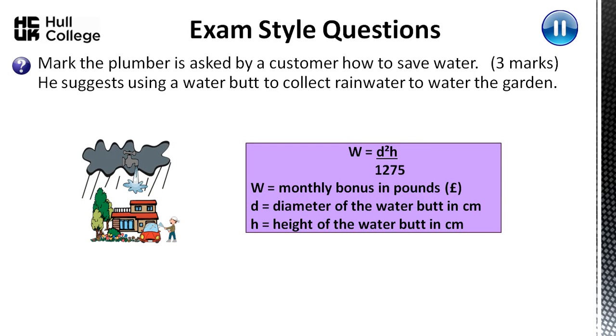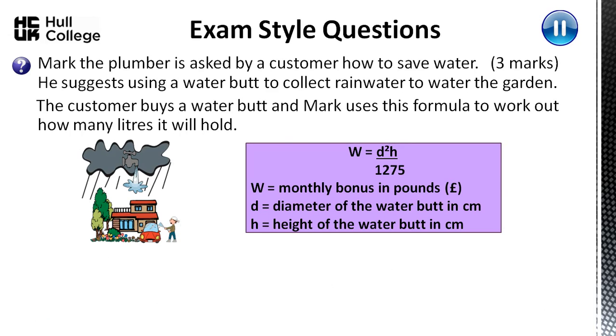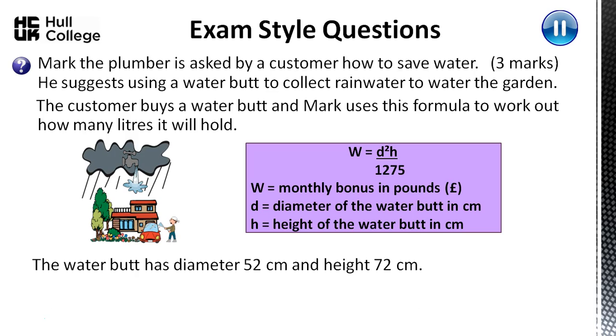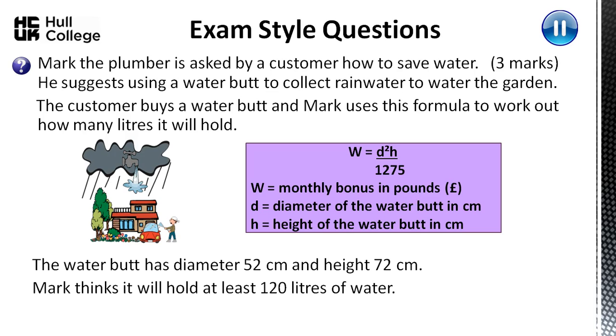Question 2. Mark the plumber is asked by a customer how to save water. He suggests using a water butt to collect rainwater to water the garden. The customer buys a water butt, and Mark uses this formula to work out how many litres it will hold. The water butt has diameter 52 centimetres and height 72 centimetres. Mark thinks it will hold at least 120 litres of water. Is Mark correct? This question is worth 3 marks. Pause the video while you answer the question.